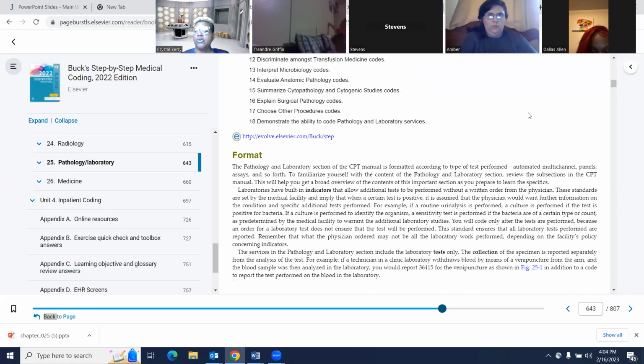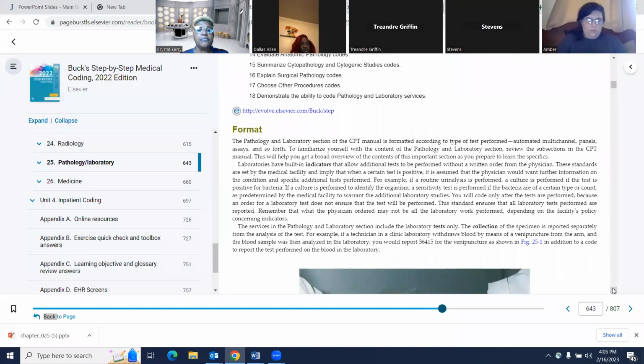In your daily assignments, I kept going over and reviewing the format of the pathology and laboratory section. The pathology and laboratory section of the CPT manual is formatted according to the type of test performed. It's the type of test performed, not anything else. Automated multi-channel, panels, assays, and so forth. So we're going to move on.